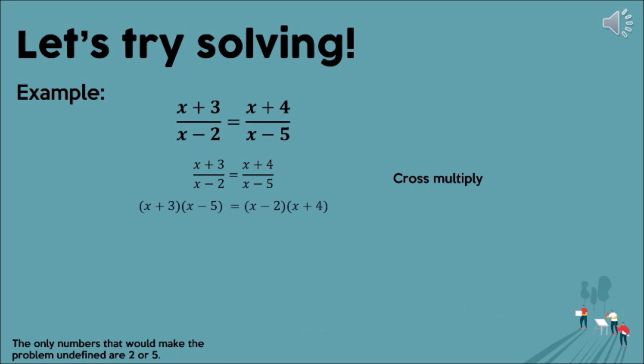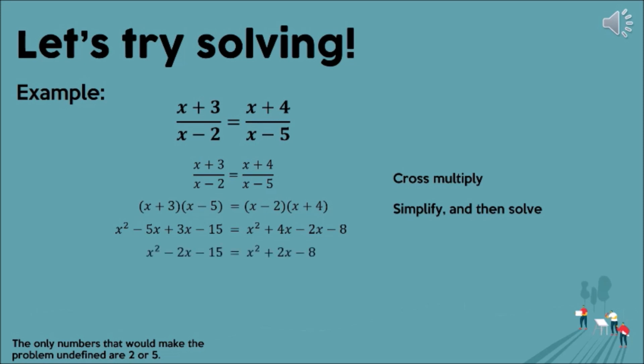Let us simplify, so using the FOIL method, x plus 3 times x minus 5 would be x squared minus 5x plus 3x minus 15. x minus 2 times x plus 4 would be x squared plus 4x minus 2x minus 8. Combine like terms, so we will now have x squared minus 2x minus 15 is equal to x squared plus 2x minus 8. x squared from both sides can be cancelled, and then let's transpose all the variables to the left side and constants to the right side.